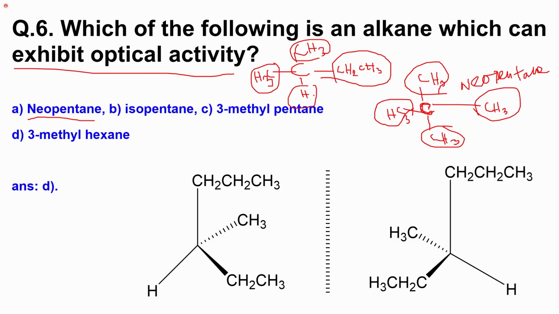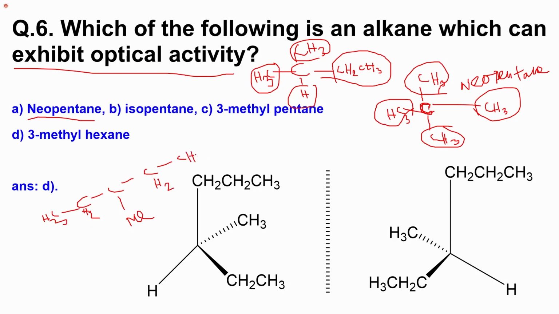Now I'll come to the third point. This is 3-methylpentane. Pentane means 5 carbons will be there, and at the 3 position, 1 methyl will be there. Methyl means CH3. Now everywhere you just put the hydrogens. Now we'll see the actual structure of this molecule. This is the structure of this molecule. Now this is the CH2 and here it is a CH3.